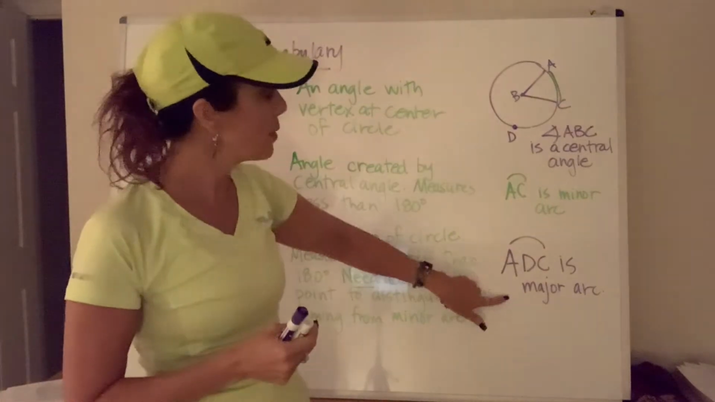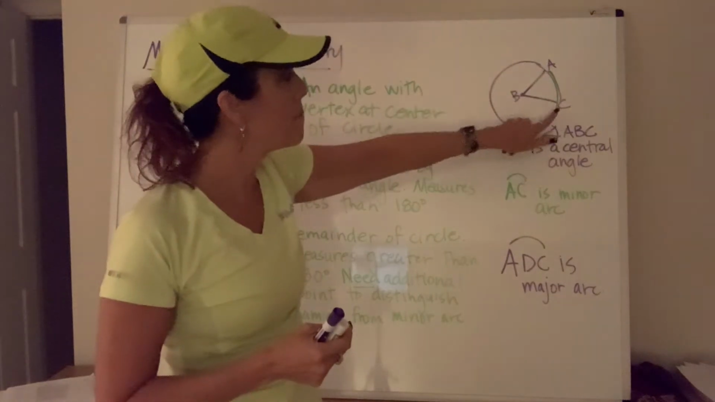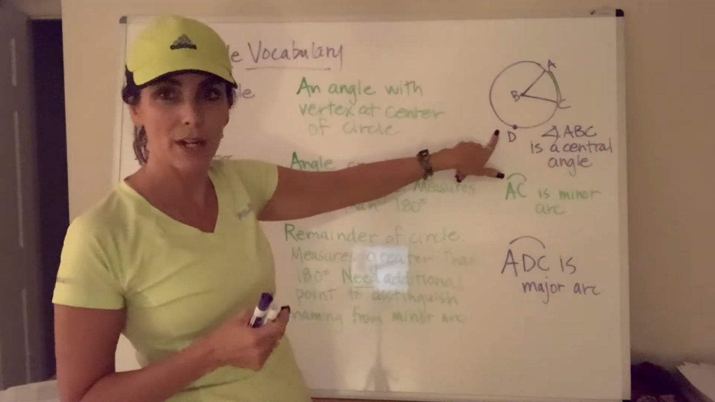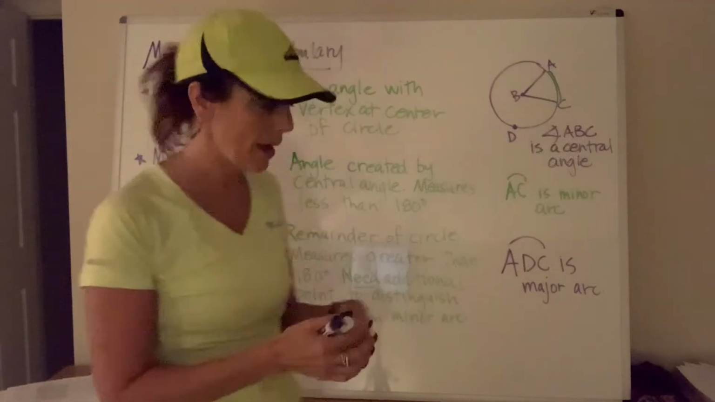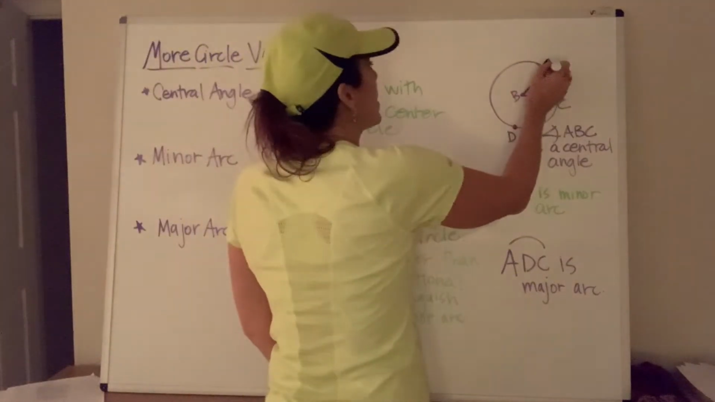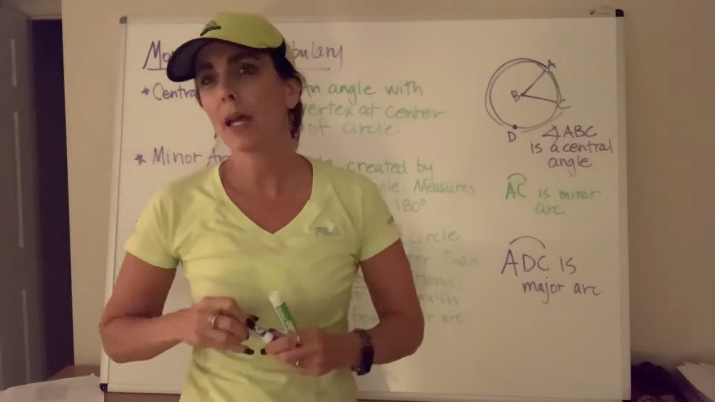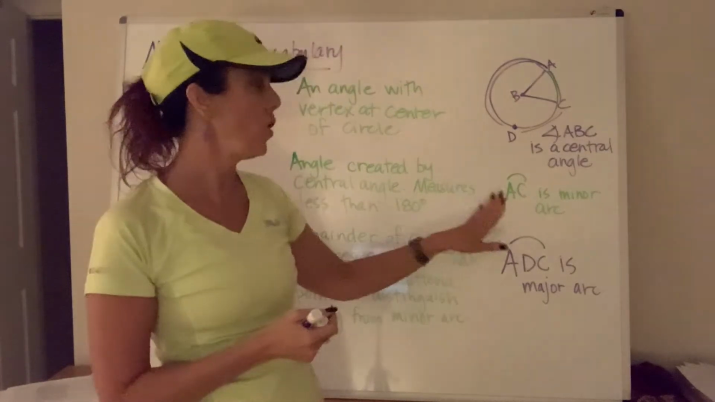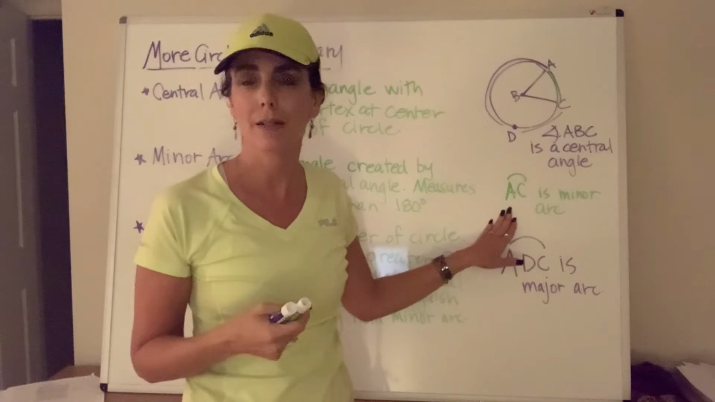So to distinguish minor arc AC from major arc AC, we throw in that extra letter and we say that major arc is arc ADC, okay? So that's a major arc. And just like with segments, you can flip-flop the order of the letters. So I could call this arc CA, and it's absolutely correct.